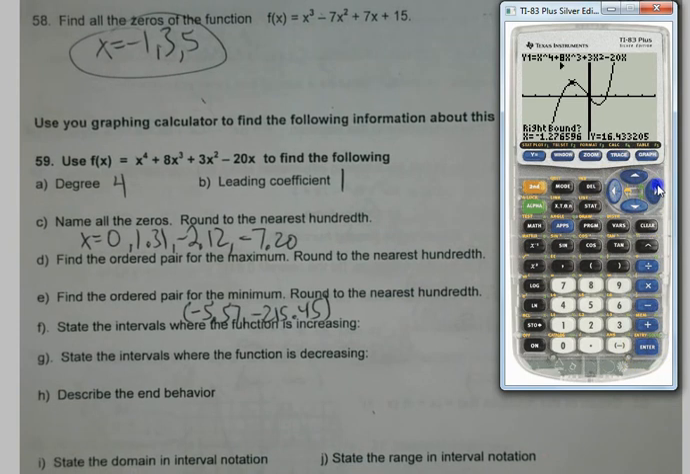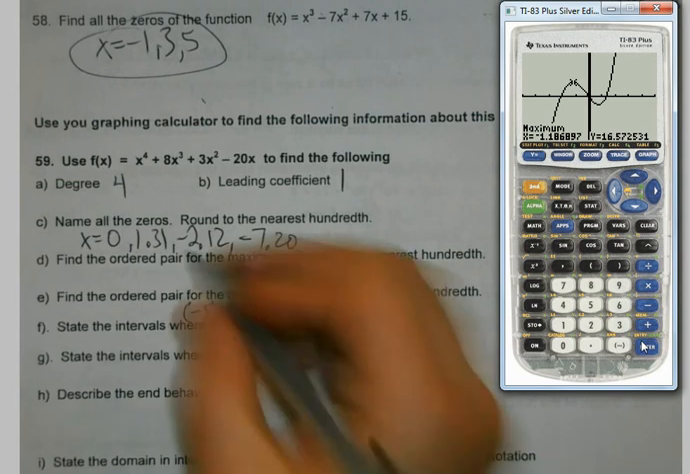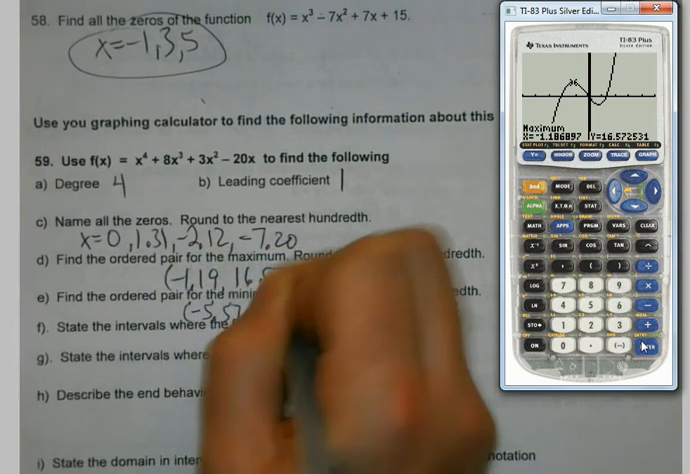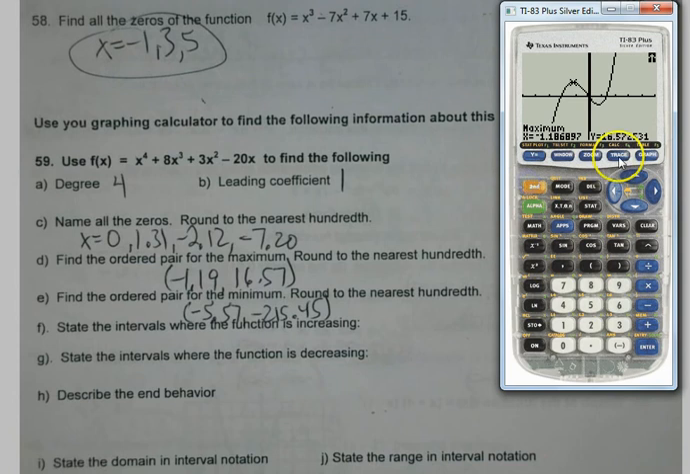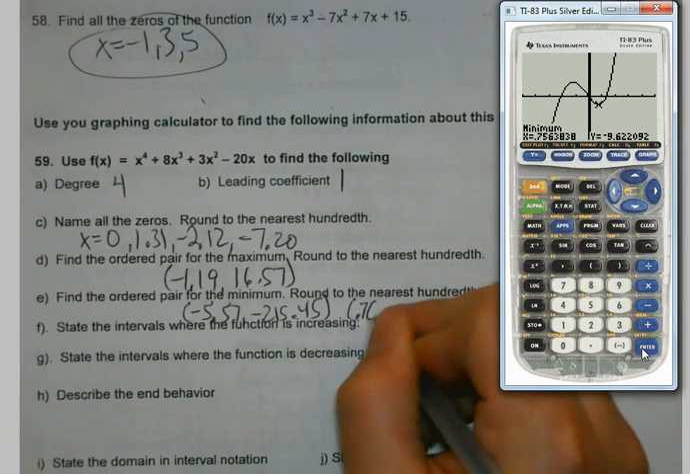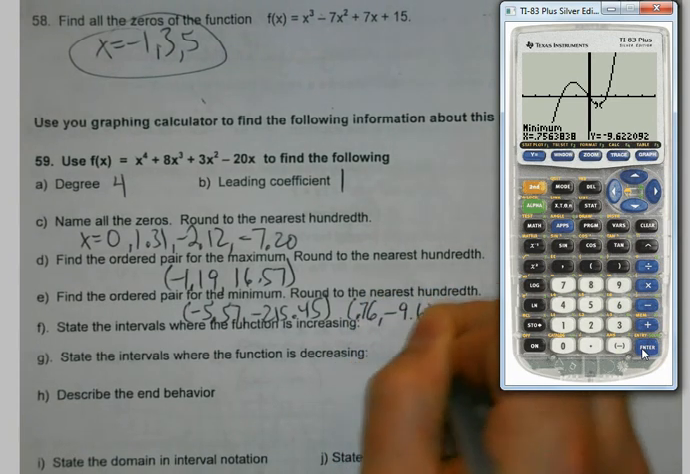Enter. 2 enters, so I got a max at -1.19, 16.57. And then I do have a second min, so I'm going to go ahead and get it too. That's going to be important. And that's going to be at 0.76, -9.62.